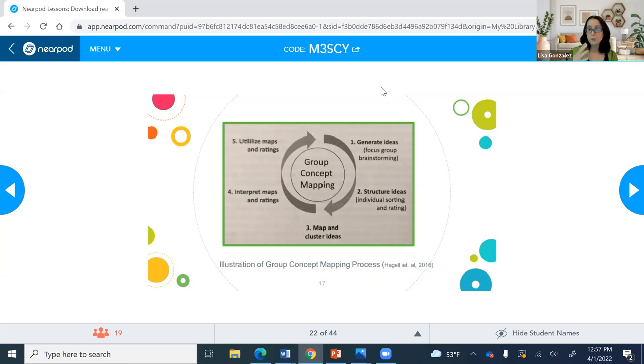And then step four is to interpret the map. So you want to look at the overall thing and see if you have all the pieces there and if you have all your interpreting components there. Step five is to utilize the maps. So groups of students, after they put all these ideas together, can present it to their fellow students.